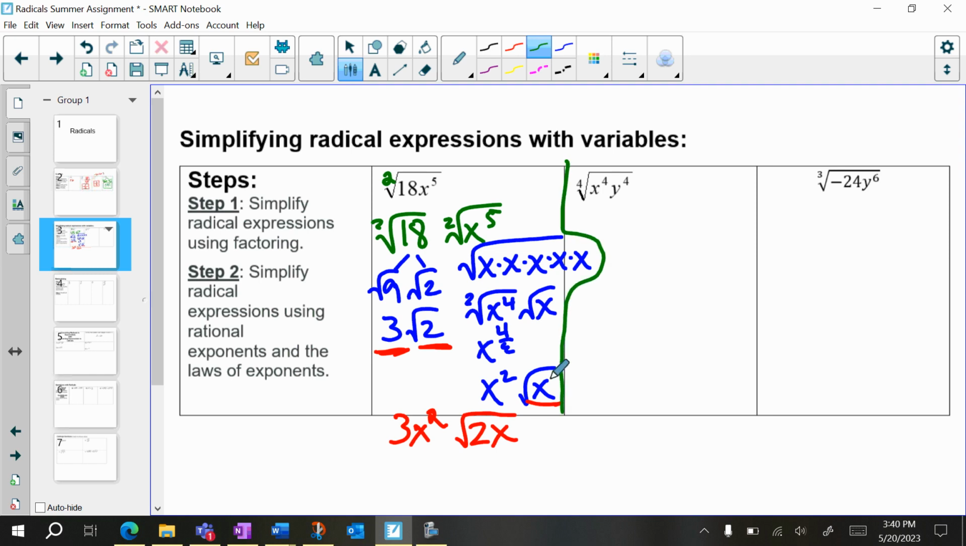Next, let's look at the next question. We have the fourth root of x to the 4th, y to the 4th. So again, I'm able to rewrite this power over root, or I can just divide, right? So this is really x to the 4 over 4, y to the 4 over 4, which just simplifies to xy. 4 goes into 4 once, 4 goes into 4 once.